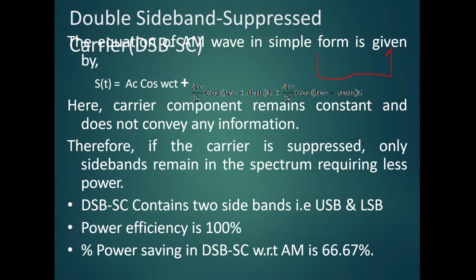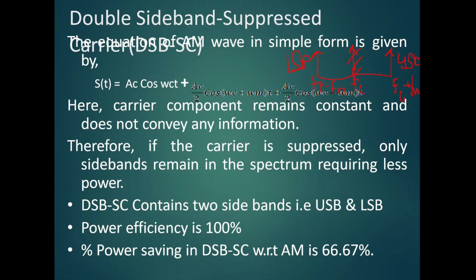So if this is the frequency spectrum, this is the carrier signal frequency FC, and this is the upper side band, which is nothing but FC plus FM, and this is the lower side band. This is nothing but FC minus FM, and this is the frequency of the carrier. This is the frequency spectrum diagram that we are all aware of. Now when this carrier is suppressed, we have two side bands, the lower side band and the upper side band.